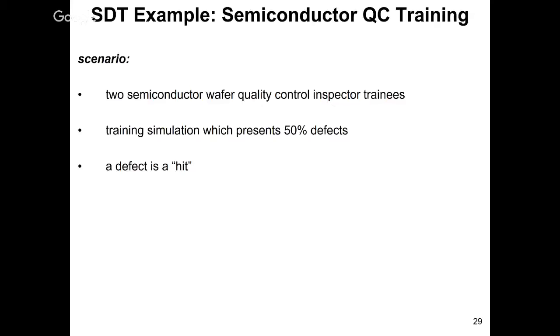But anyway, okay, so these are two QC inspectors, I guess, for the semiconductor wafers. They're trainees. They have a training simulation which presents 50% defect. So instead of 20 suitcases that are signal, we have 50 out of 100 that are signal. And to detect a defect is, I think, a hit.